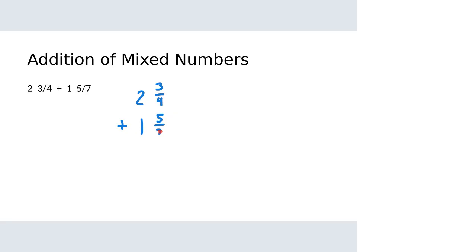The way I'm going to go about adding this is I'm going to start by just adding the whole number parts together. 2 plus 1 is going to give me 3. Okay, now let's go look at the fraction part over there. I have 3/4 and 5/7. In order to add those, I need a common denominator. What's that common denominator going to be for 4 and 7?